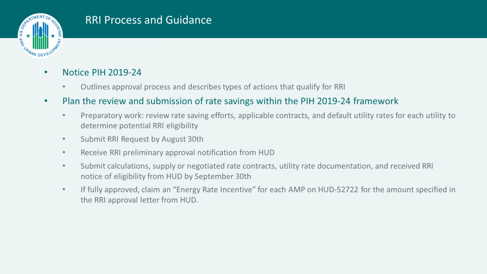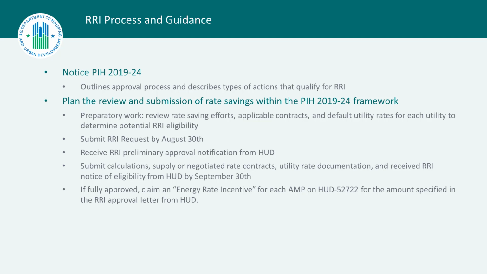Notice PIH 2019-24 outlines the approval process and describes the types of actions that qualify for rate reduction incentives. The process involves 2 key steps: 1, RRI eligibility determination, and 2, RRI benefit approval based on calculations.